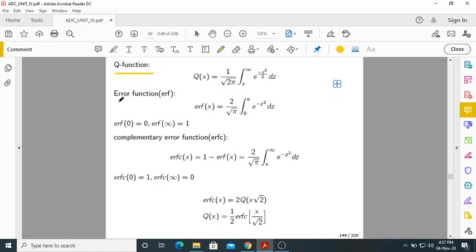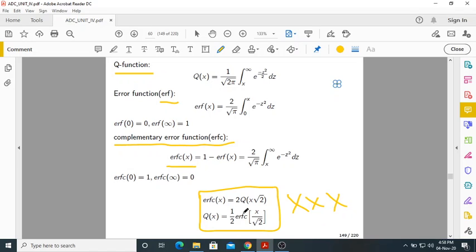There is one more, that is the error function. How is it defined? 2 by root pi integration 0 to x e power minus z square dz. There is one more function, ERFC. It is called the complementary error function. How is it defined? 1 minus the error function. So 1 minus of this. So 2 by root pi, 0 to x becomes x to infinity e power minus z square dz. So these are the relations between the Q function and the complementary error function, ERFC. It is very, very, very important.